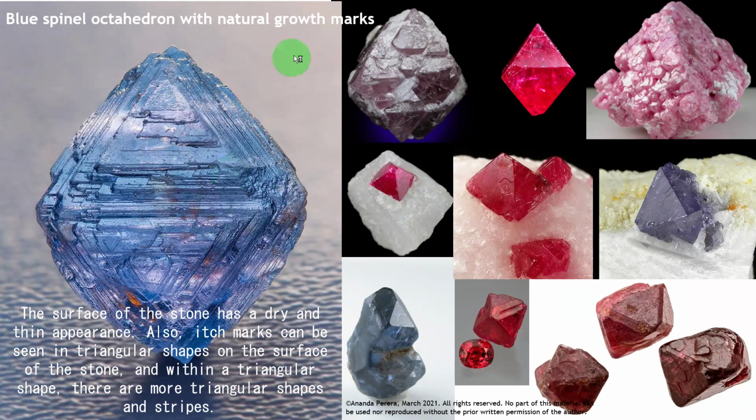Then here, look at this. There is an octahedron shape you can find. No etch marks like this, but sometimes you can find etch marks. So the skin color and the skin appearance you have to follow. See, 8 sides, octahedron shape. So it is spinel. Blue spinel octahedron with natural growth marks. Remember this. This is the only stone that comes with this kind of triangular shape marks.